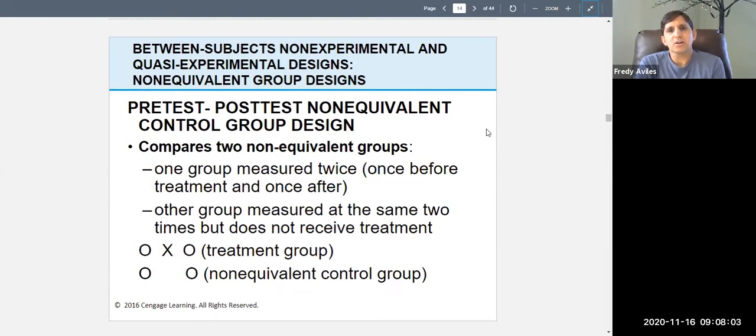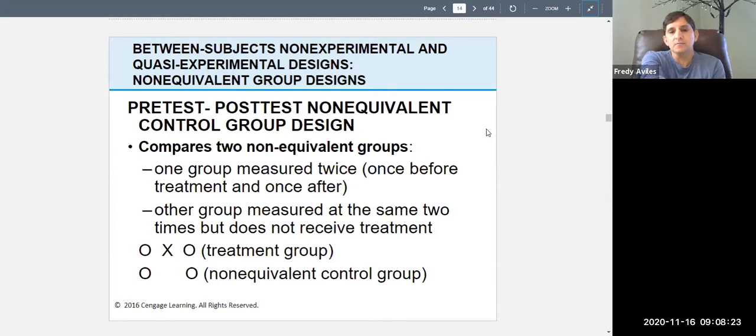Pre-test, post-test, non-equivalent control group design. Okay, more terminology, a different kind of design here. Here you compare two non-equivalent groups. One group is measured twice, once before treatment and once after treatment. The other group is measured at the same time, but does not receive treatment.